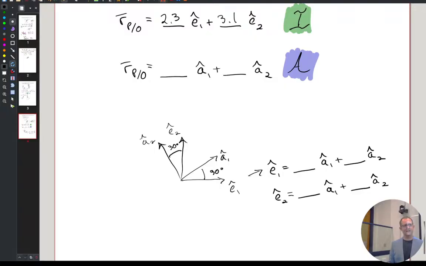Yeah. The A2 won't be negative since it's going below the A1. So in order to get, we're saying E1 is something along that A1 and then negative something along that A2. So like a negative sine 30 and a positive cosine, kind of like that. And it's always sine and cosine as you're flipping from one to the other. Then we got sine 30, cosine 30.